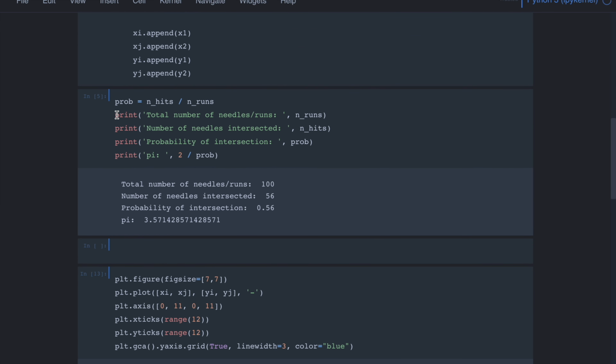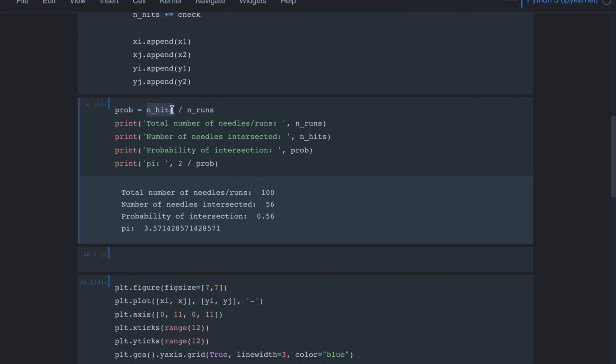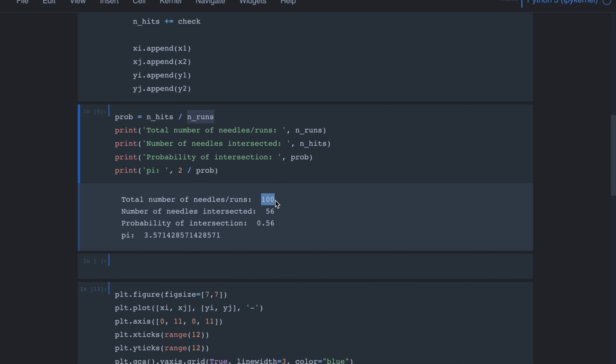All right, and finally the probability of the needle intersecting with the lines is simply how many needles have intersected with the lines divided by how many needles we have dropped. So for this small experiment we dropped a total of 100 needles, and the number of needles intersected is 56, which means the probability of intersection is 0.56. But again, as you know, this number is too small to say this is the right probability.